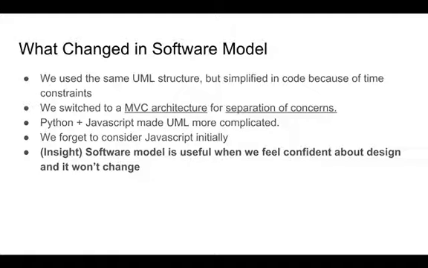So what changed in the software model? The UML software model stayed pretty much the same, and we used that as a base for our software development. Notably, the design model, we really used that to guide our application. One change that we did make along the way is we switched our UML design into an MVC architecture, and we did that so we could achieve separation of concerns.